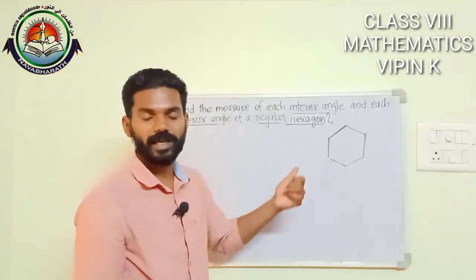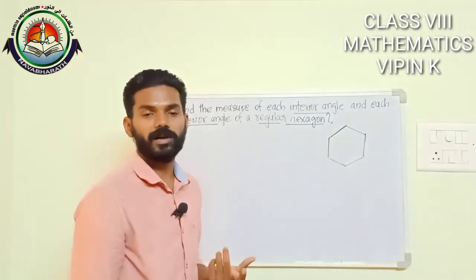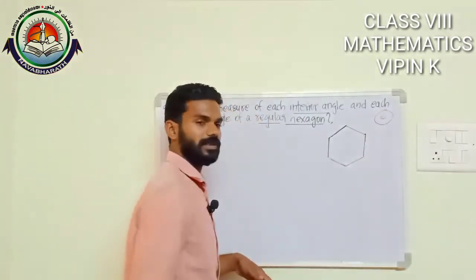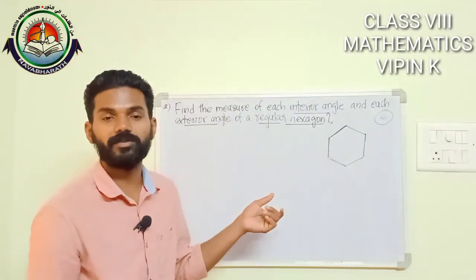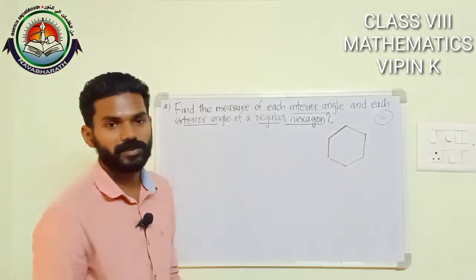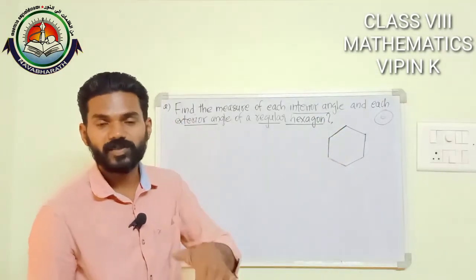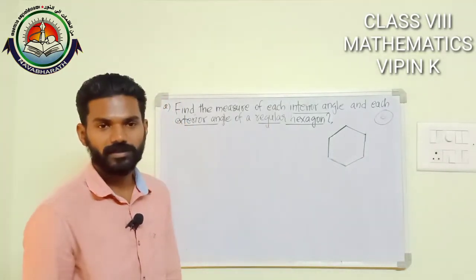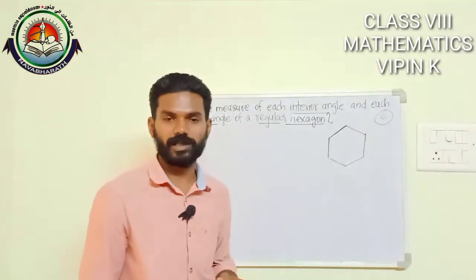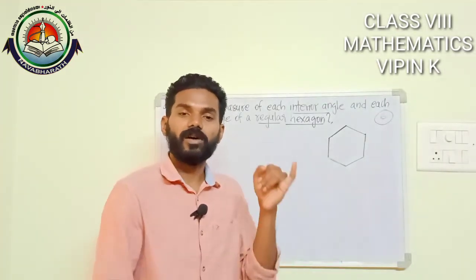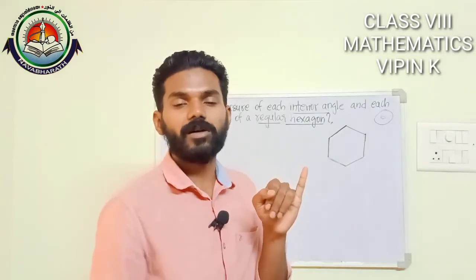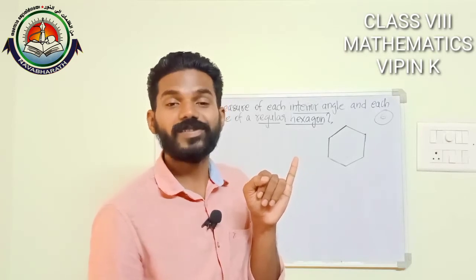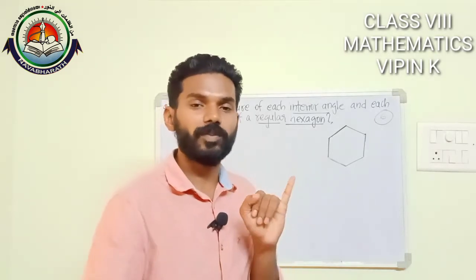What is meant by a hexagon? A hexagon is a polygon with how many sides? 6 sides. Hexa means 6. Okay, hexagon means a polygon with 6 sides. Clear? And this hexagon has got one more speciality. It is a regular hexagon. So what is meant by a regular hexagon? A regular hexagon means all the sides are of equal length. How many sides are there for a regular hexagon? 6 sides. All the 6 sides would be equal.